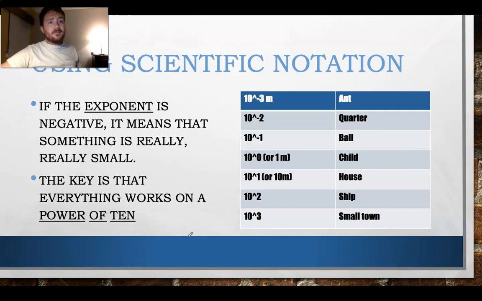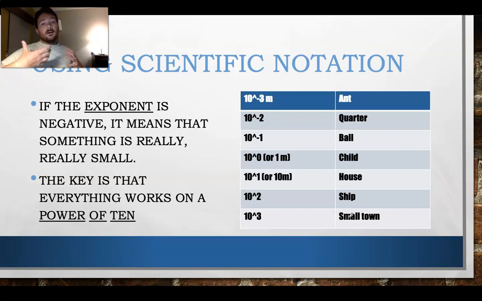And you can see the vast difference between 1 times 10 to the negative 3rd meters, which is about the size of a man, and 1 times 10 to the positive 3rd, which is about the size of a small town. Really big difference. Incredible.